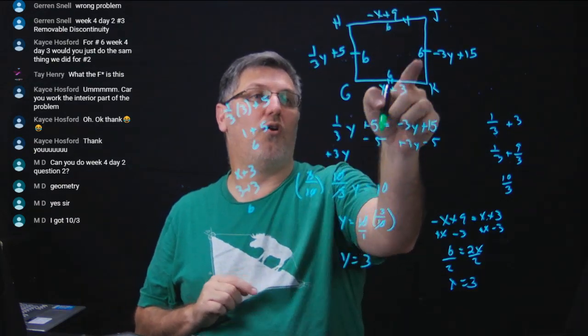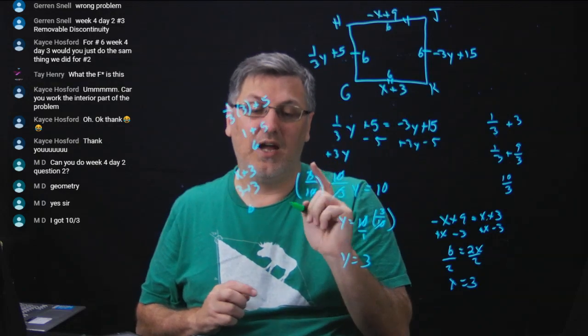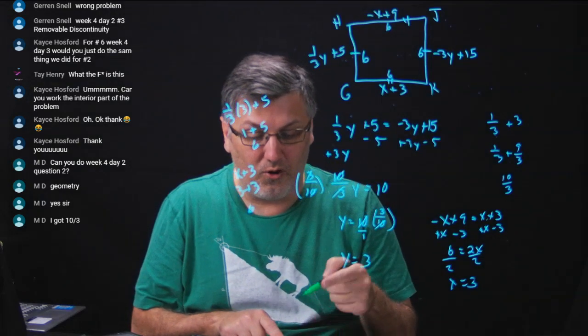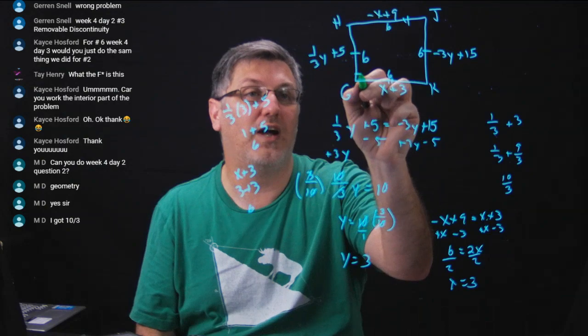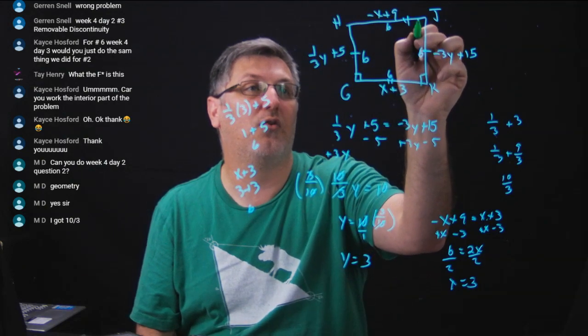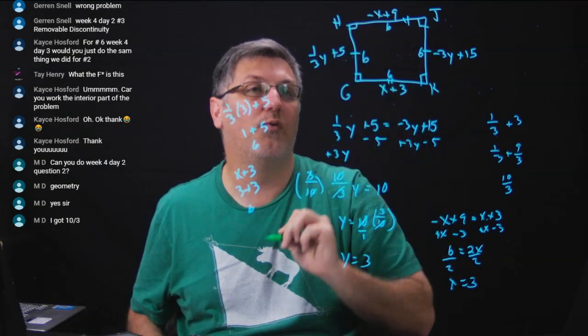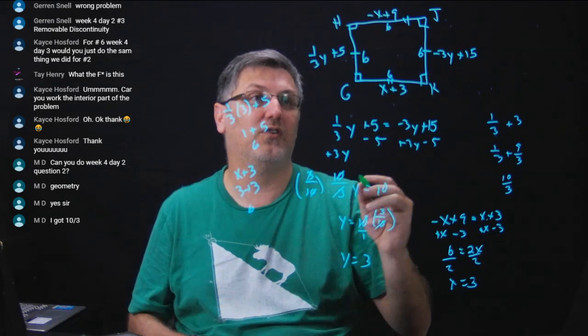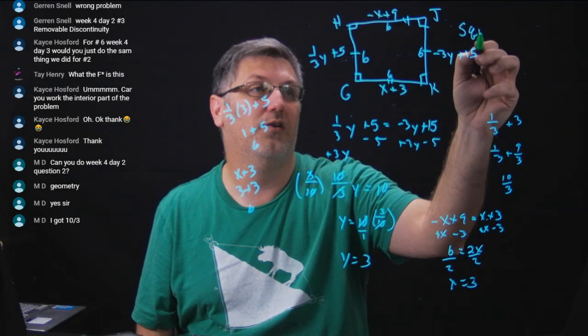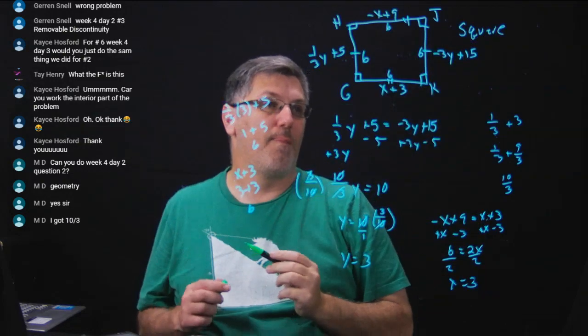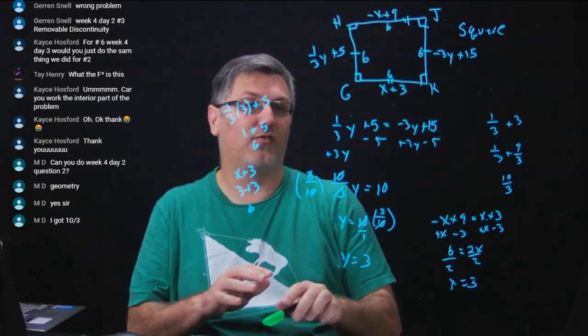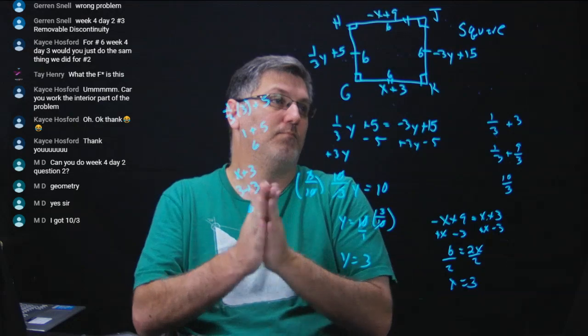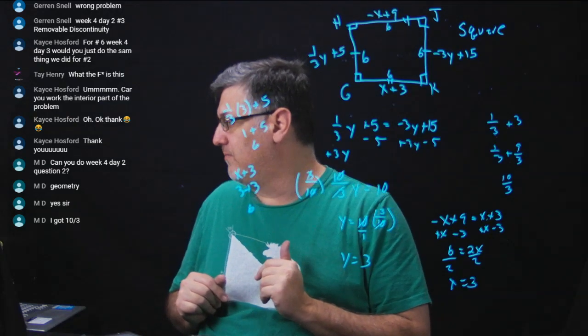Now, because all 4 of my sides are the same, and it says assume all these angles are right, so we have a quadrilateral that has 4 right angles and 4 sides that are congruent. This is a square. That would be a square. Not a terribly bad problem.